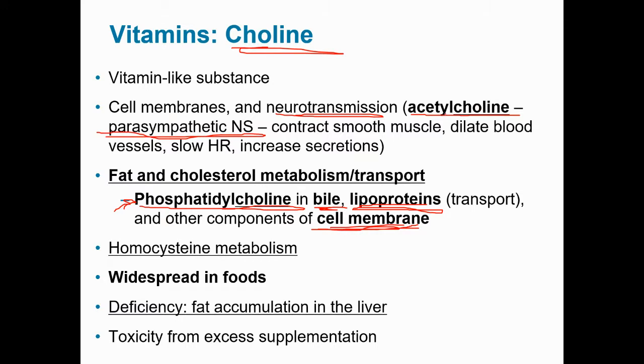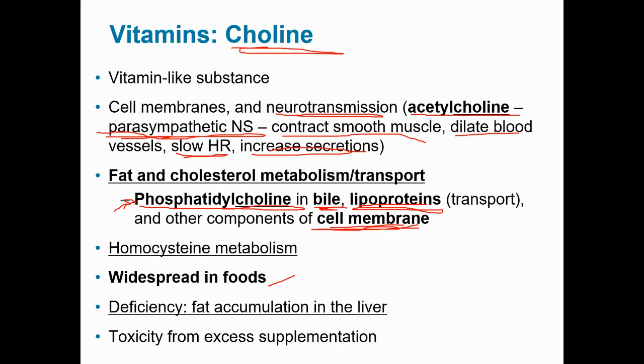So acetylcholine supports, again, parasympathetic nervous system actions like contraction of the smooth muscles, like your digestive system, dilation of the blood vessels, allowing better blood flow, slowing the heart rate, and increasing secretions. Again, things that would support digestion or those processes of rest and digest. That's what the parasympathetic nervous system is. Choline can also support homocysteine metabolism. Deficiency is relatively rare because choline is pretty abundant in our food supply.